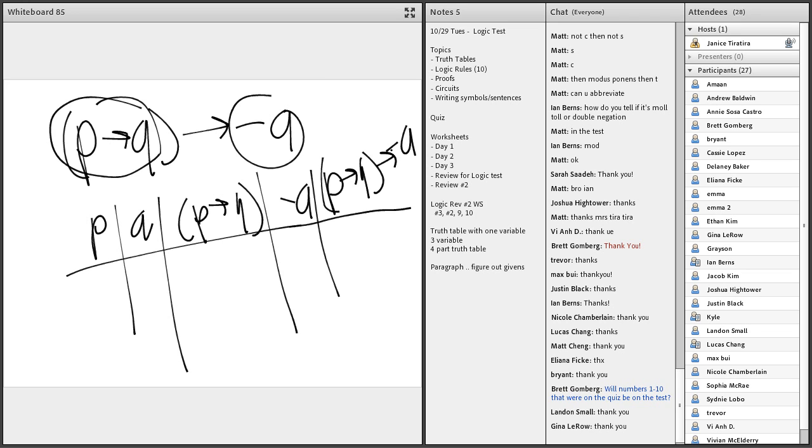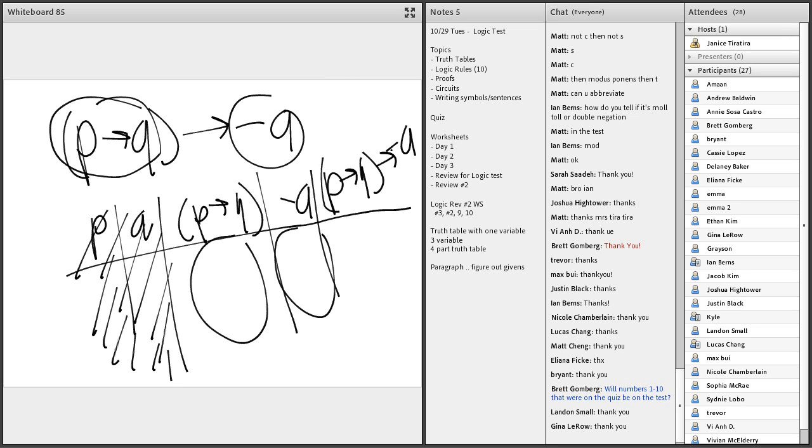And then once you get these answers, you no longer need these. These are now invalid. And then you're just reading one at a time and looking at the if-then situation. All right, tautology is when you get all of them true in the last column.